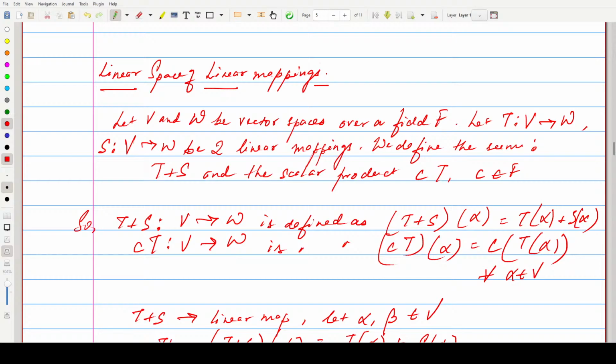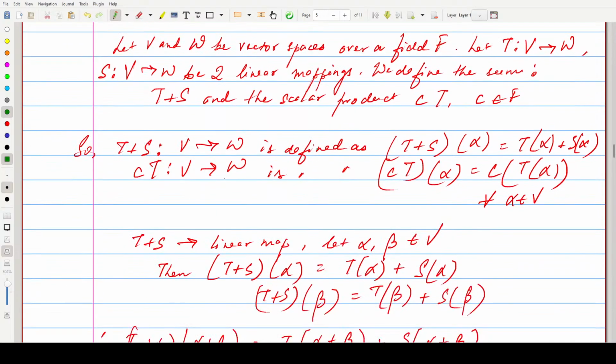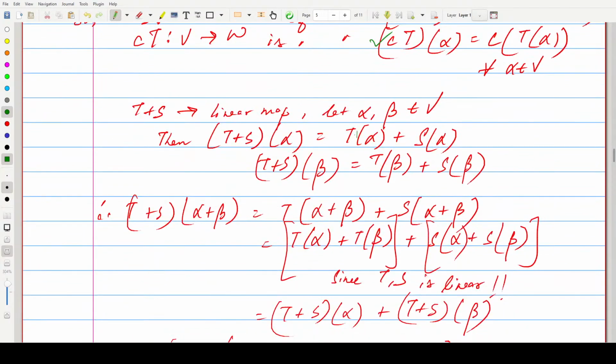We have seen that if we have two vector spaces over a field F, and we have two transformations from V to W, and they are two linear mappings, we define the sets as T plus S and the scalar product CT for C belonging to some field F, and we see that T plus S is well defined and CT is also well defined.